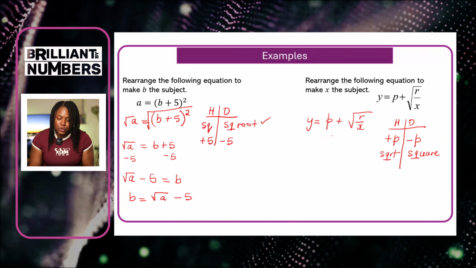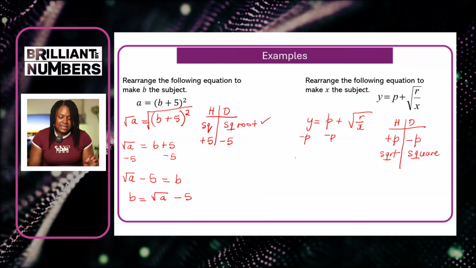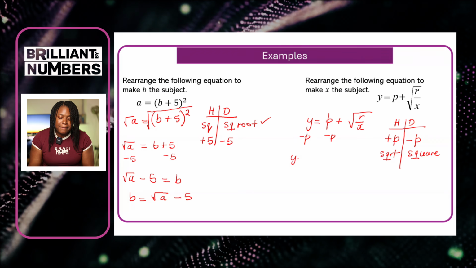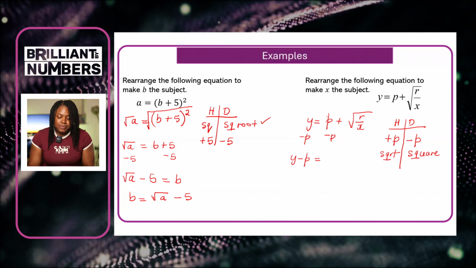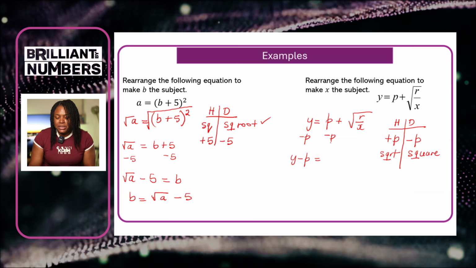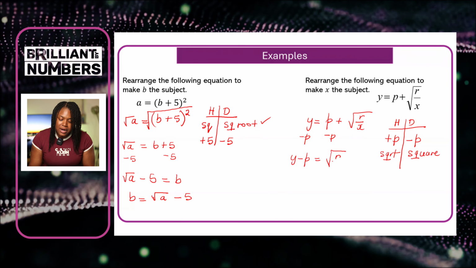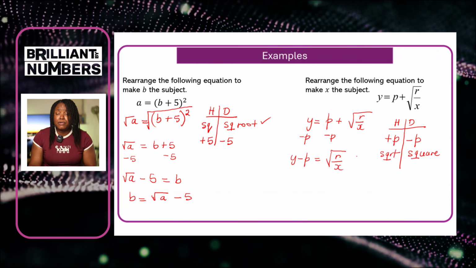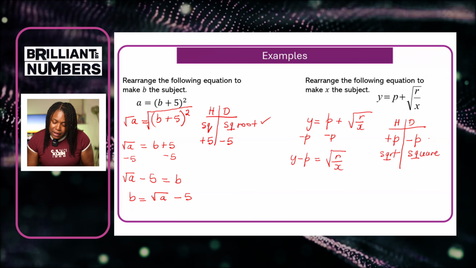So we're going to subtract p from both sides. To tidy this up, I have y minus p, and that's equal to, so p cancels with minus p here, so we're just left with the square root of r divided by x. Very much closer to getting x on its own. So I'm going to check that off.